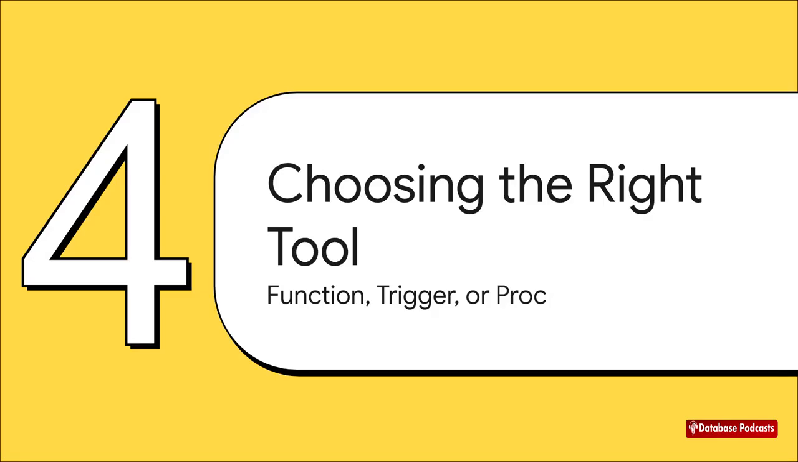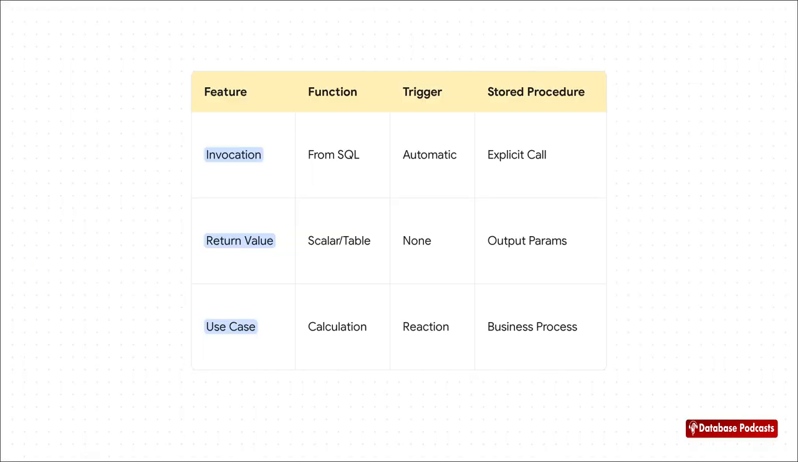Okay, we've got functions, we've got triggers, and we've got stored procedures. They're all awesome. But now for the million-dollar question. How do you decide which one to use and when? Let's break it down. This is where it all becomes crystal clear. Let's start with how they're invoked, or how you run them. Functions, you use them right inside a SQL query, like in a select statement. Procedures, on the other hand, you have to call them out specifically with a command like execute.